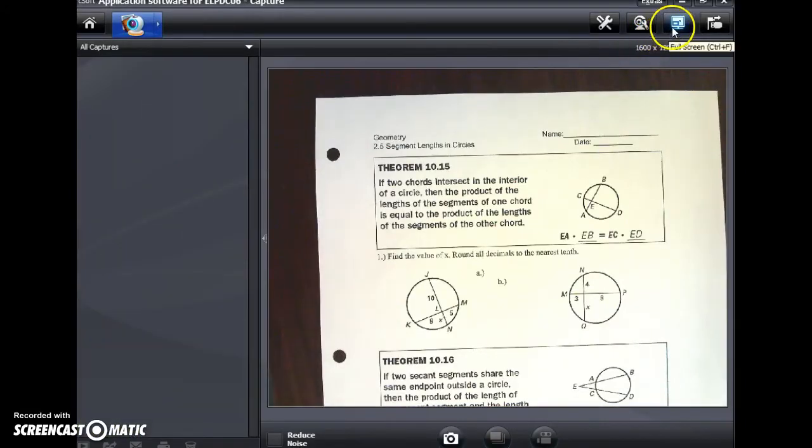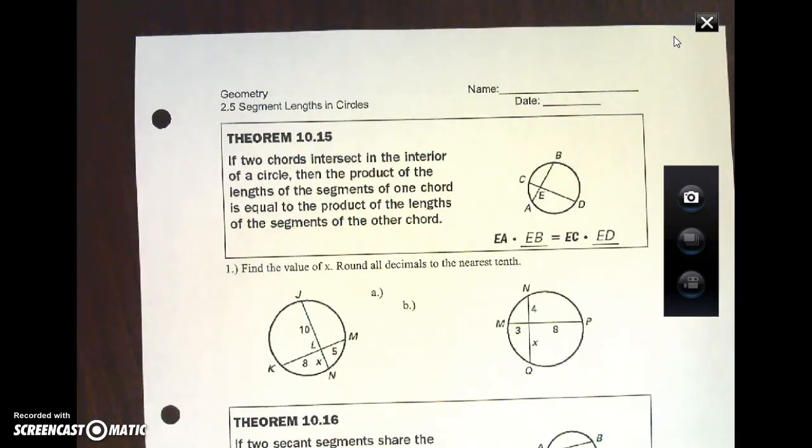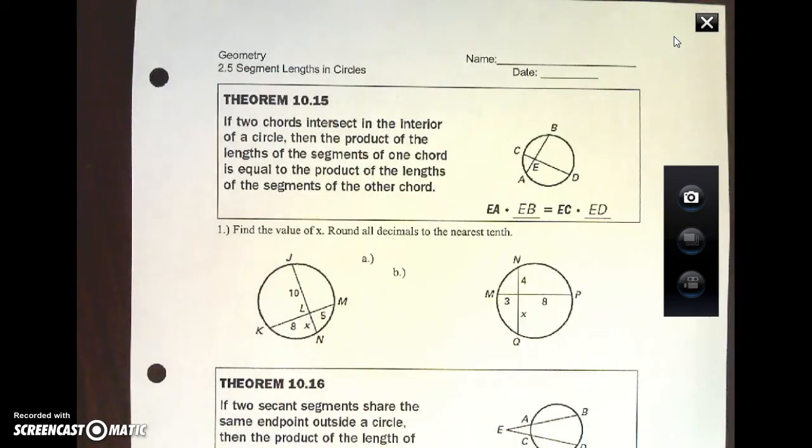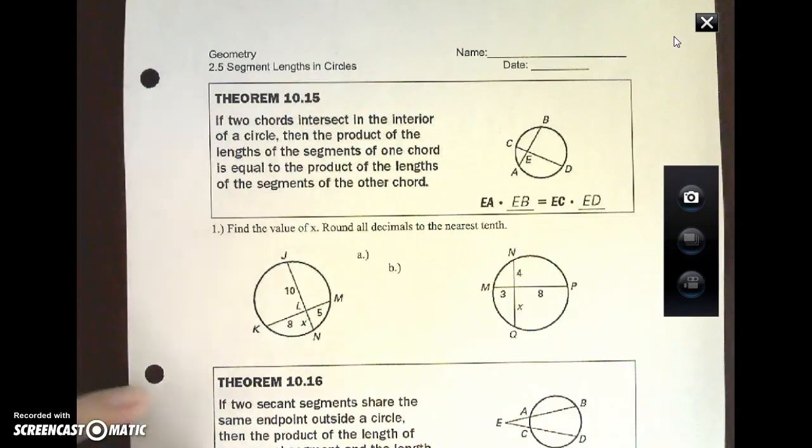So, welcome back, guys. What we got for you today is section 2.5, segment lengths in circles. Really important to note, this entire section is just theorems. These theorems will be provided for you, whether they're on the test or I'll have a formula sheet. You will have them with you, okay? So, it's all about segment lengths in circles.